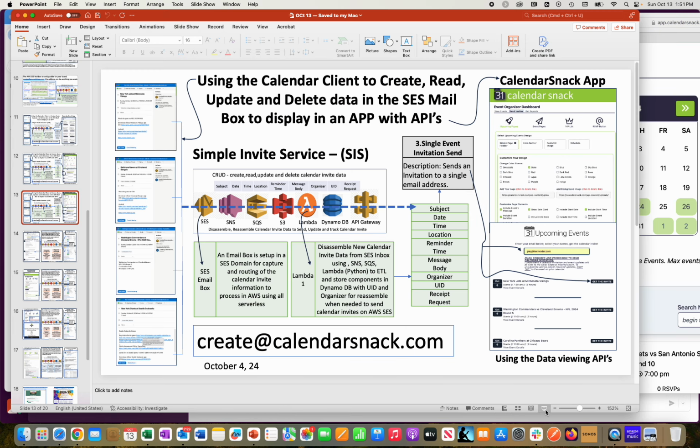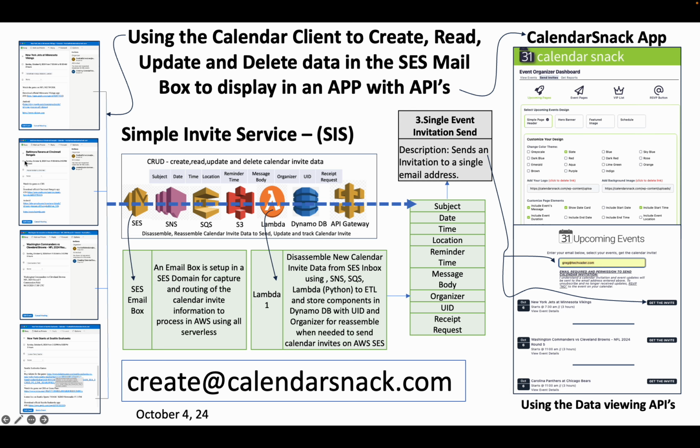So quickly, my setup slide: I'm going to use an organizer, in this case Denver Nuggets 51 at outlook.com. I'm going to inject that data into an email box. That email box is create@calendarsnack.com. That data is going to hit the box, and we're going to disassemble the new calendar invite data from the calendar client itself. We're going to process it using SNS, SQS, S3, and Lambda, and we're going to stuff it into the Dynamo database itself.